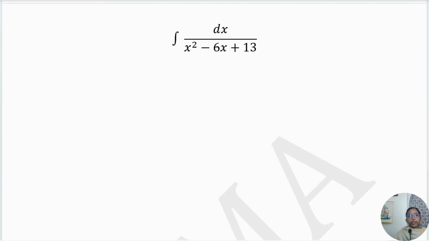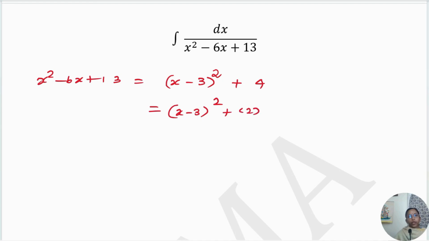Look at the next problem. Integration dx by x square minus 6x plus 13. The denominator part can be done with the completing the square procedure. So this will be x minus 3 the whole square plus 4. So this can be x minus 3 the whole square plus 2 square.